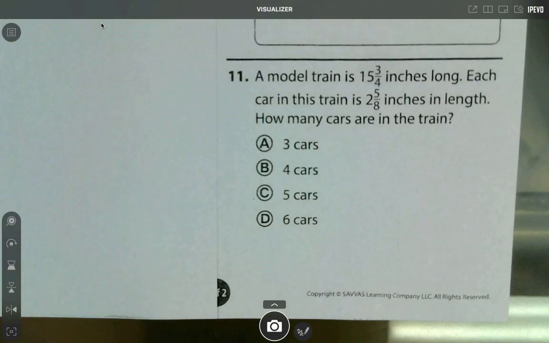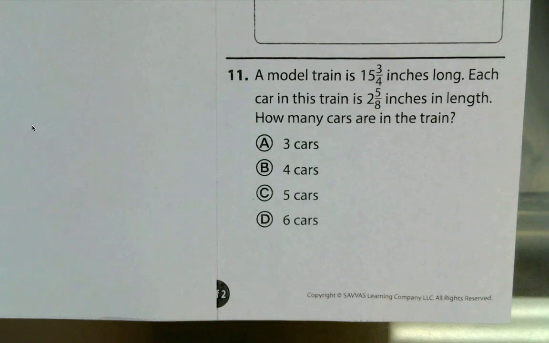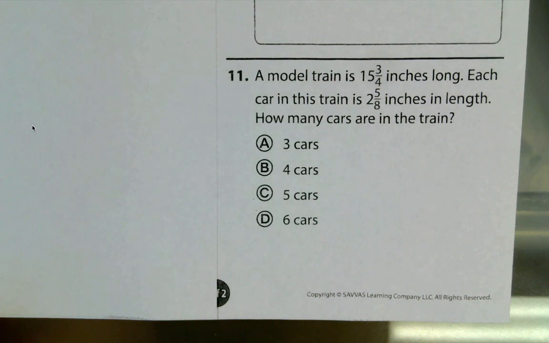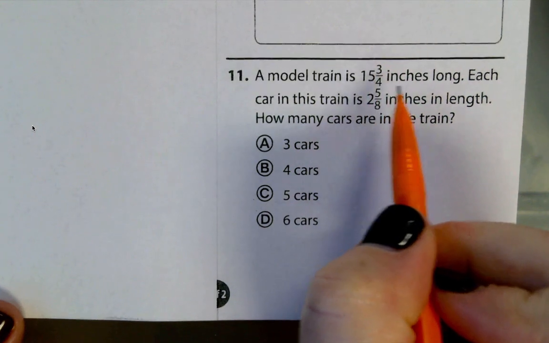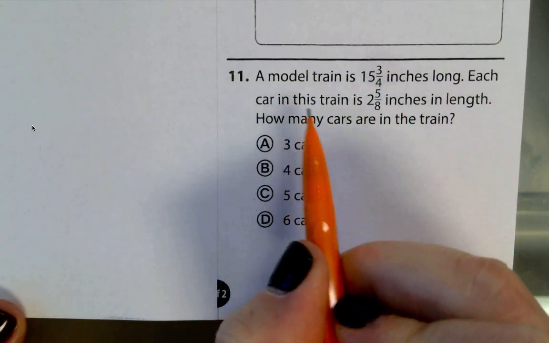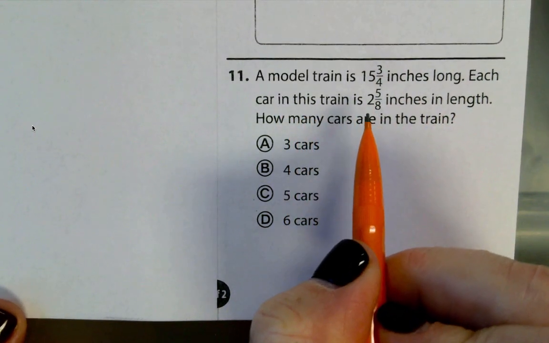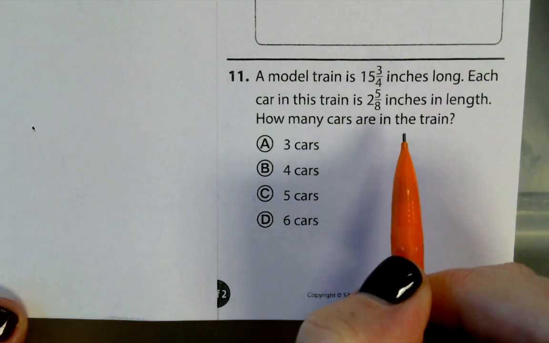Okay, last question of our test review before we have our test tomorrow. A model train is 15 3/4 inches long. Each car in this train is 2 5/8 inches in length. How many cars are in the train?